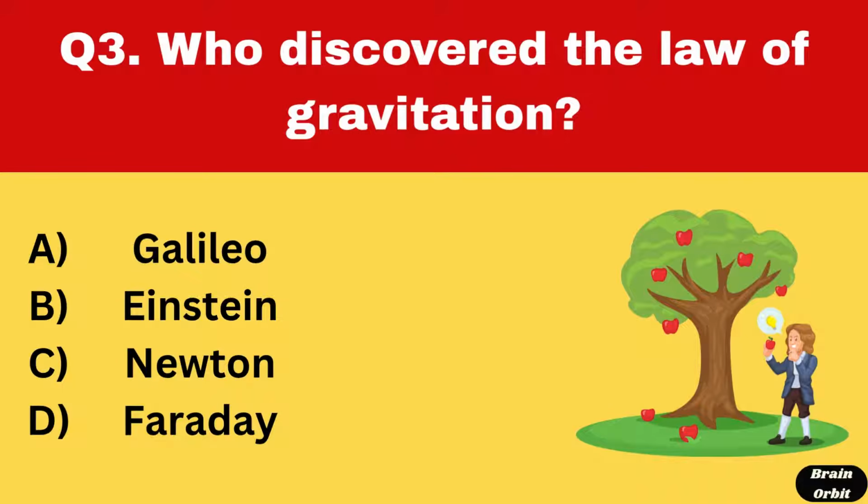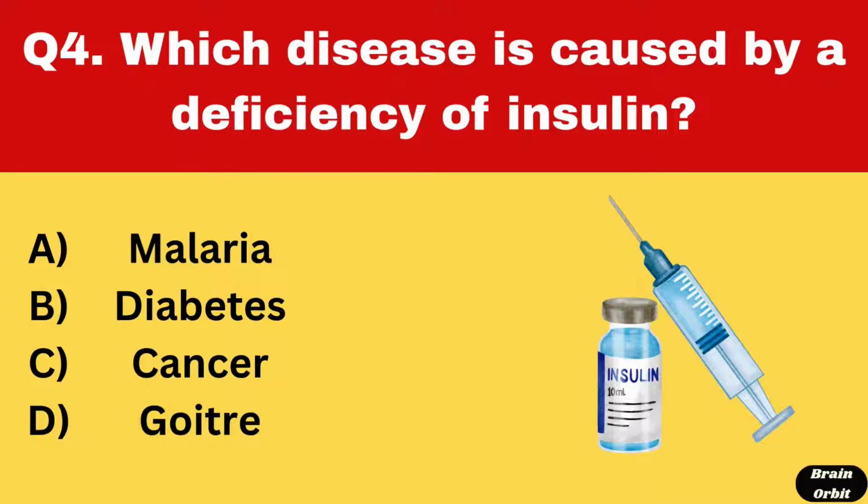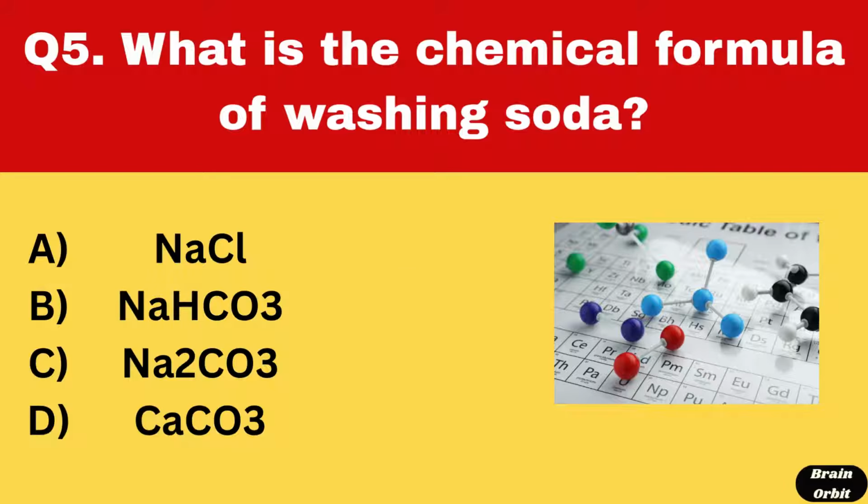Who discovered the law of gravitation? Right answer C. Newton. Which disease is caused by a deficiency of insulin? Right answer B. Diabetes. What is the chemical formula of washing soda?